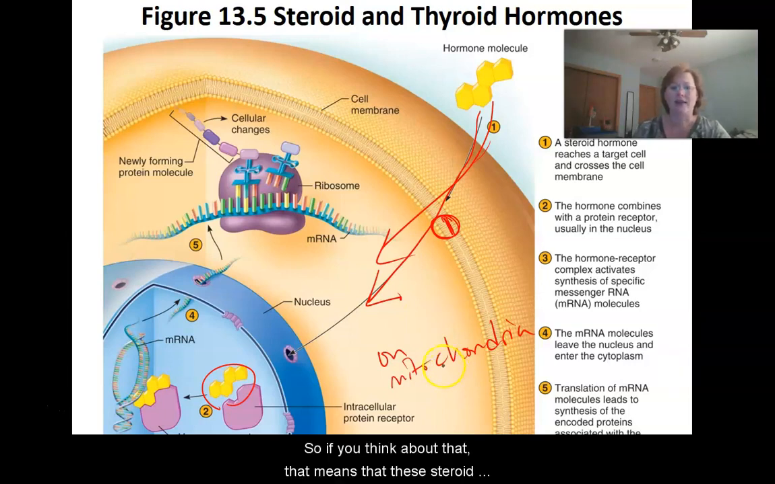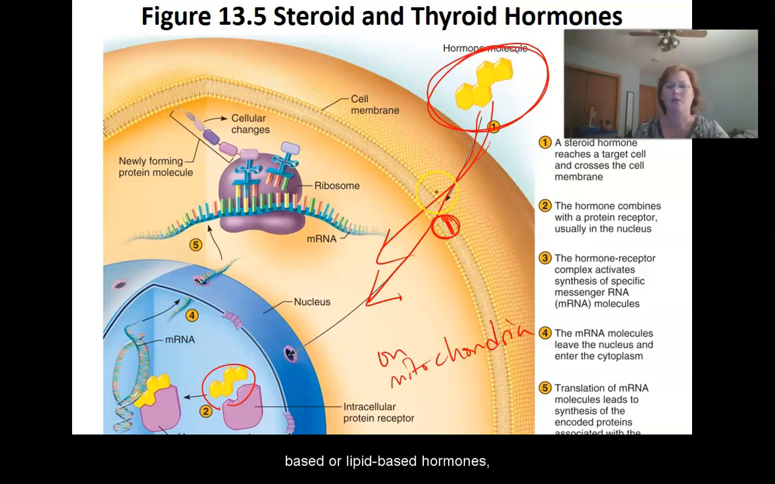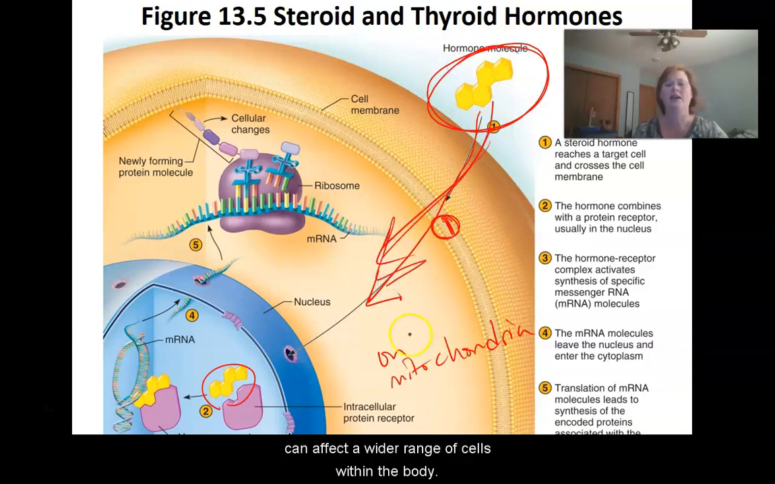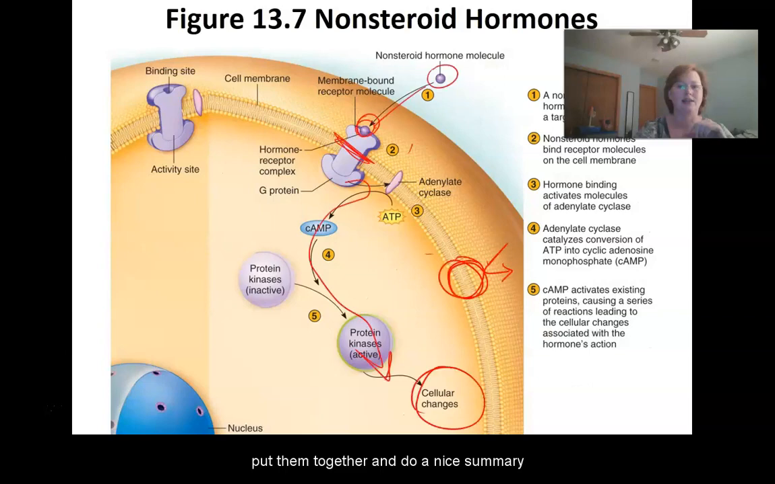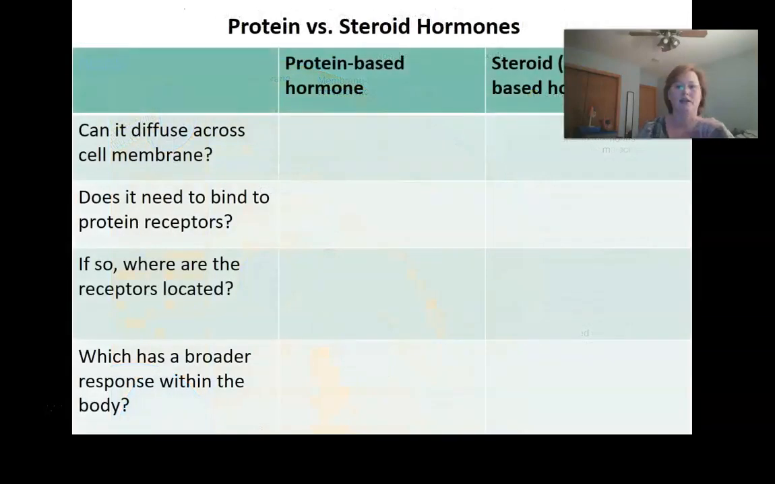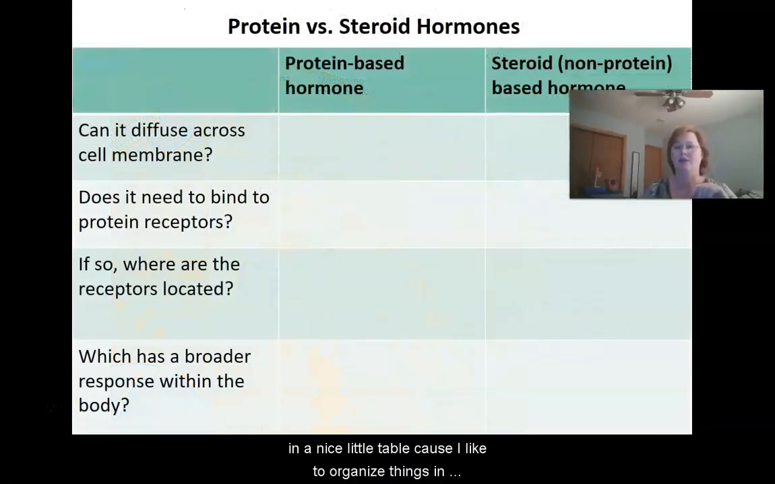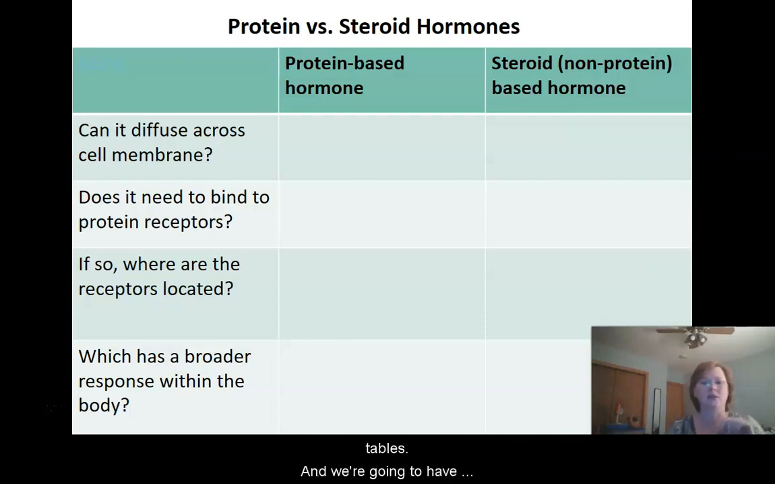So if we think about that, that means that these steroid-based or lipid-based hormones, because they can cross cell membranes, can affect a wider range of cells within the body. So let's try to take these two things and put them together into a nice summary in a nice little table, because I like to organize things in tables.